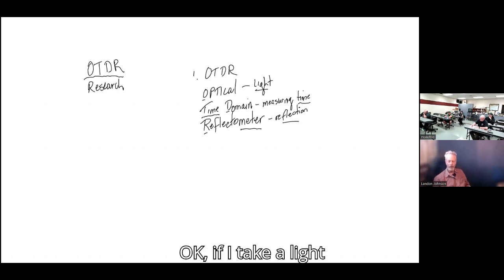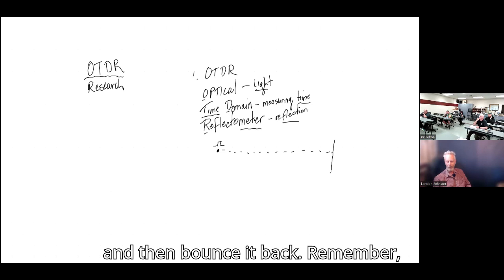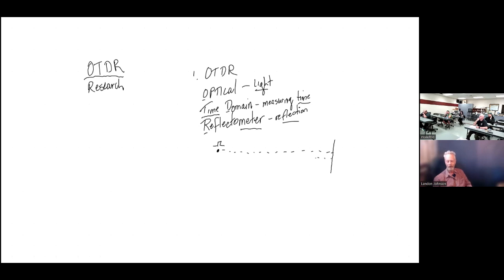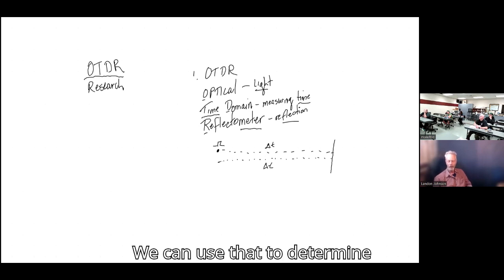If I take a light and pulse it right here and send it over to a mirror, and then bounce it back, remember, according to Snell's law, it can either reflect or refract, and measure the time it takes to get there and back, we can use that to determine the distance.